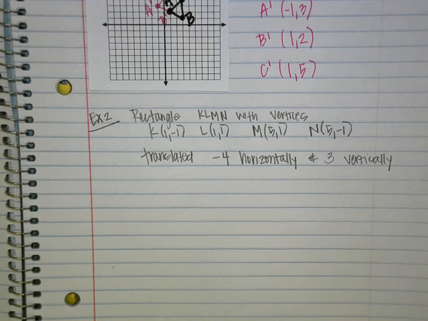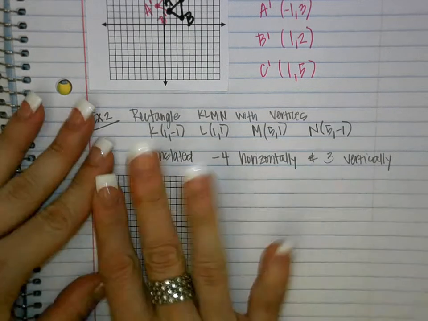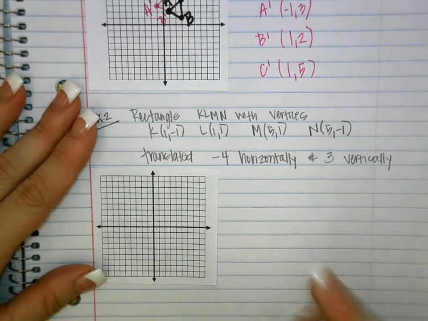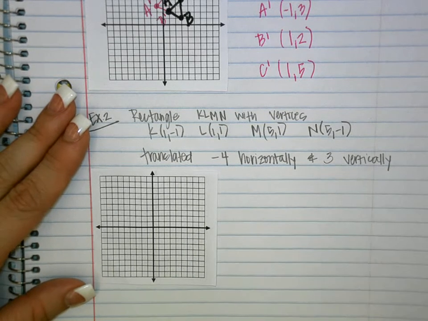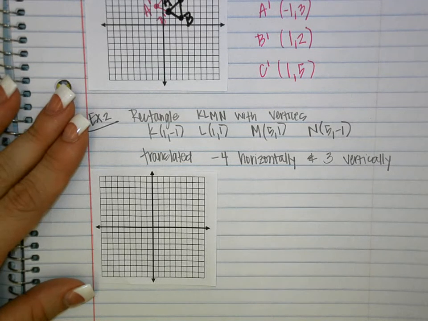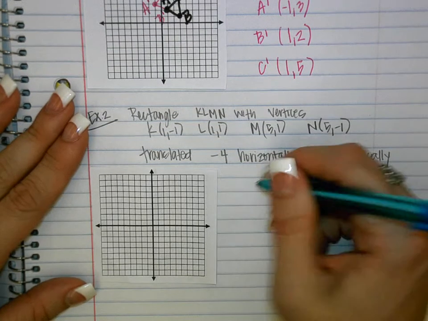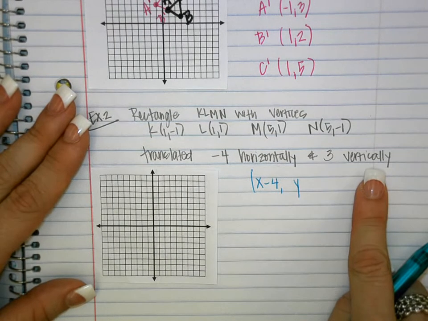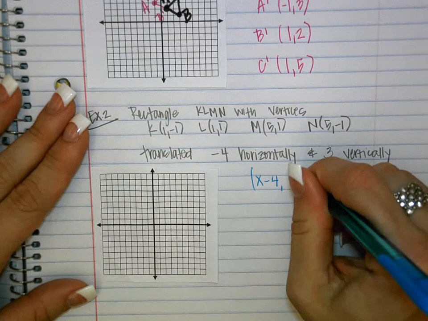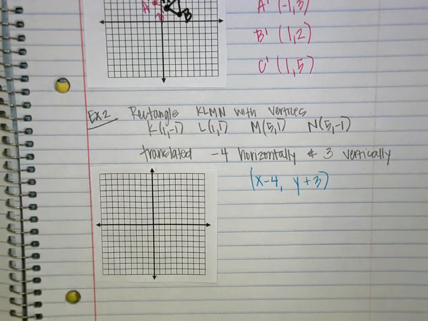Before we do any plotting, I want you to write that in coordinate notation. Horizontally is flat, side to side. Is that talking about the X or the Y? Side to side movements are the X. So negative 4 horizontally means you're moving X minus 4. Vertically is up and down, so moving 3 indicates positive 3. Start with that.